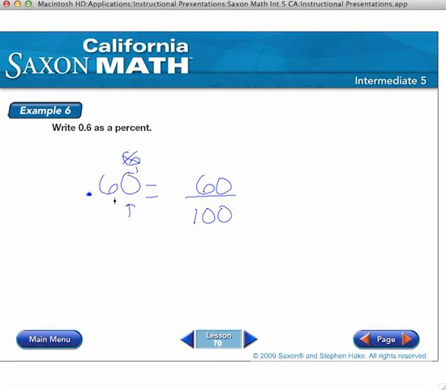Think of this as like 6 dimes. 10, 20, 30, 40, 50, 60 cents. So I've converted 0.6 to 60 hundredths, which is the same as 60%.